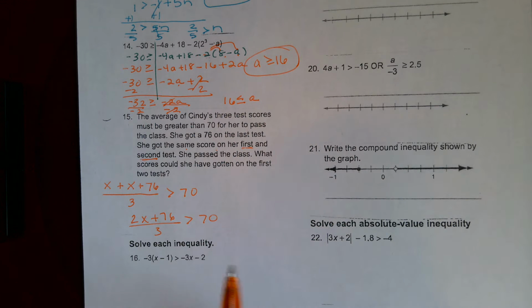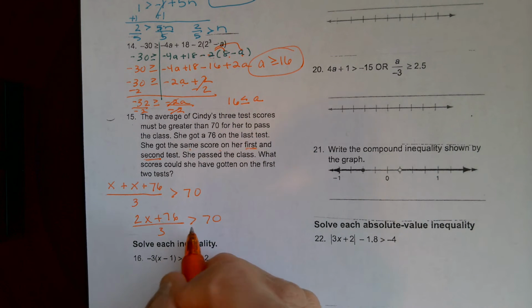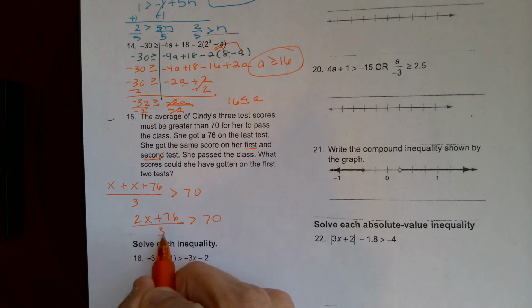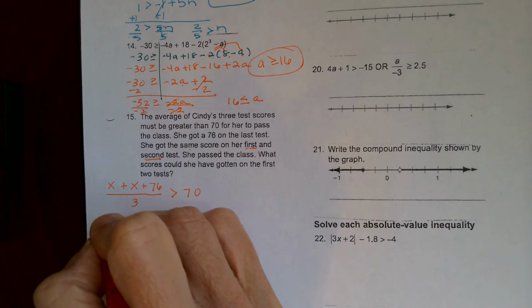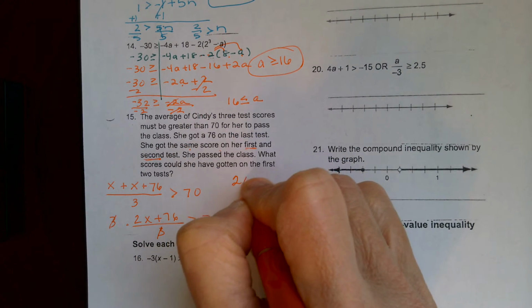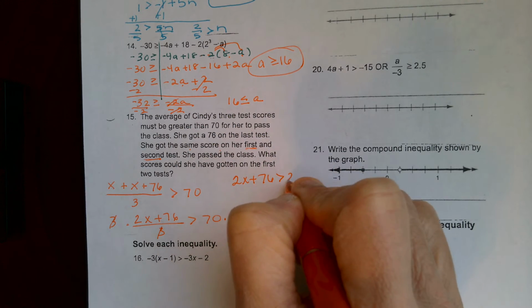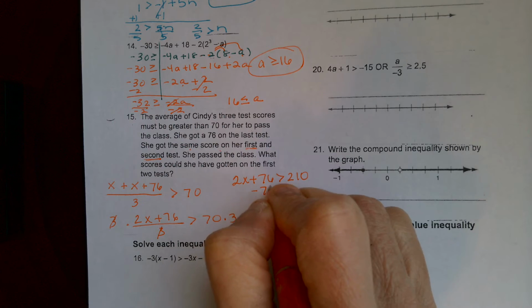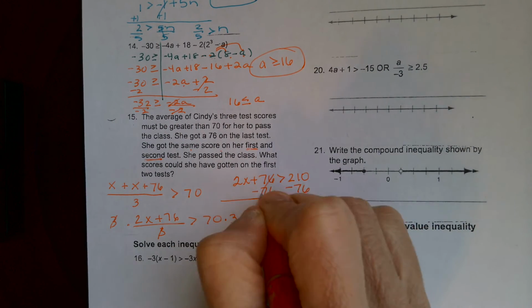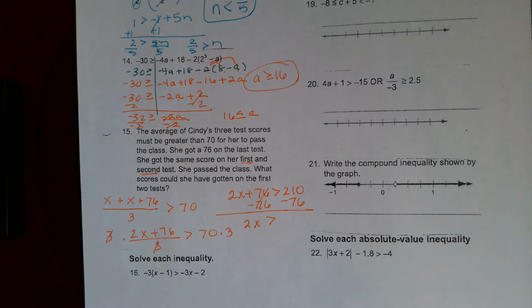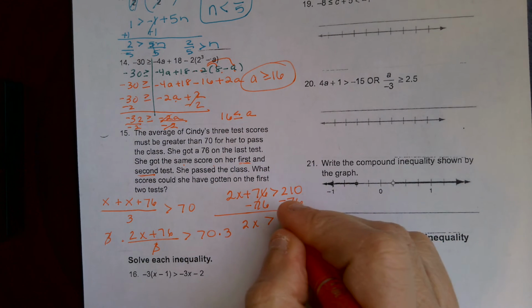Sorry about that. Okay, now we need to remember it's one of these deals. It's underneath the variable. Let's get rid of this. So we're going to multiply by 3. 2x plus 76 is greater than 210. Subtract 76. And what is 210 minus 76? 134.